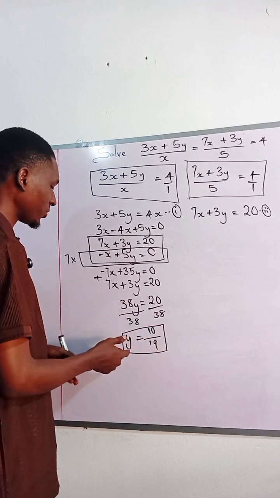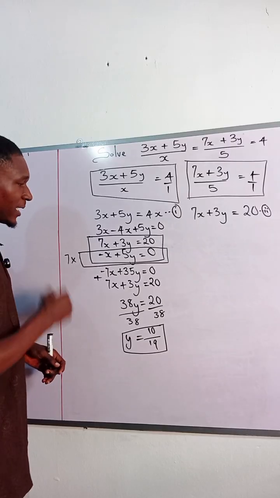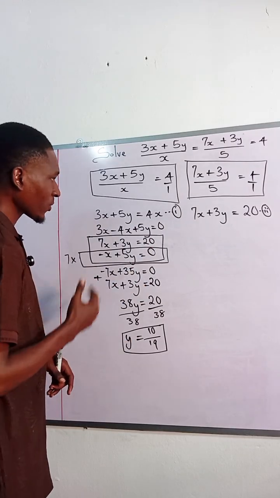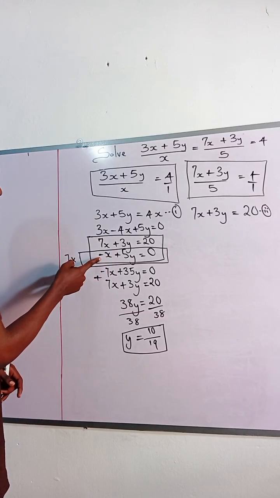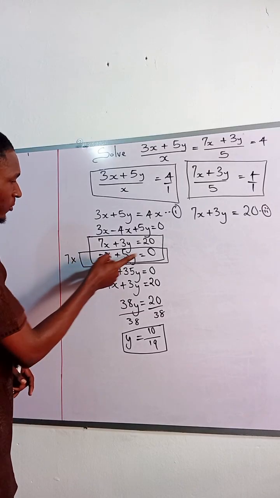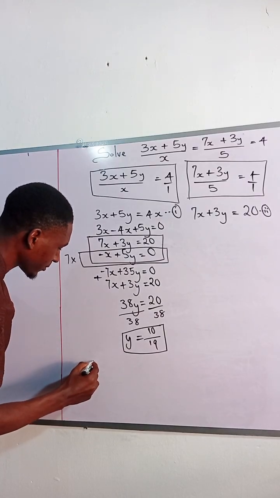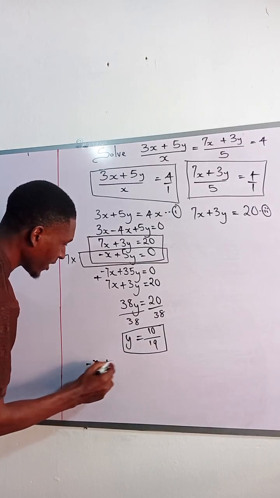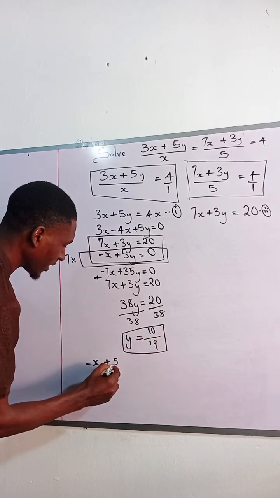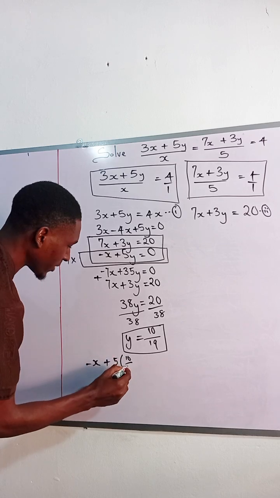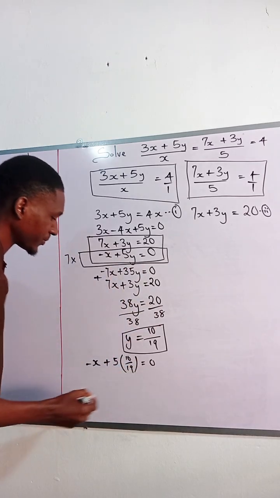Let's substitute our y into any of the equations to get our x. Which one should we use? I think we should use this: minus x plus 5y equal to 0. So minus x plus 5y, we're now replacing y with 10 out of 19. That is 5 multiplied by 10 out of 19, which is y, equal to 0.